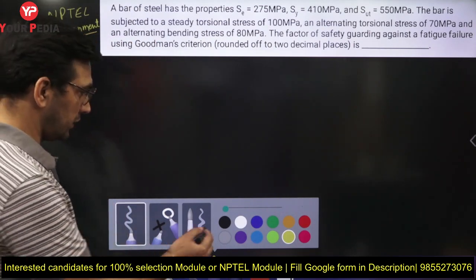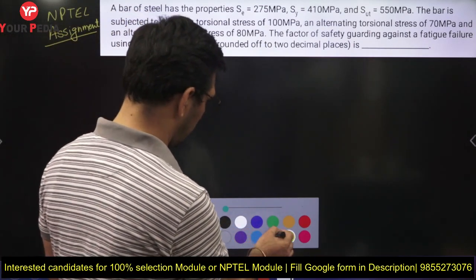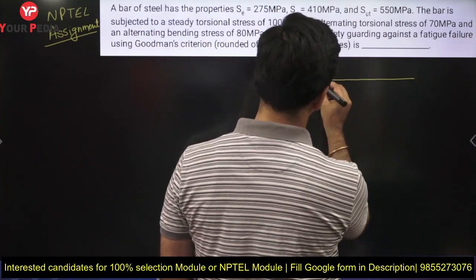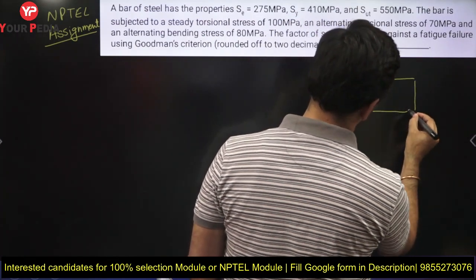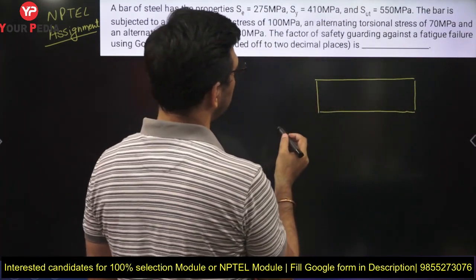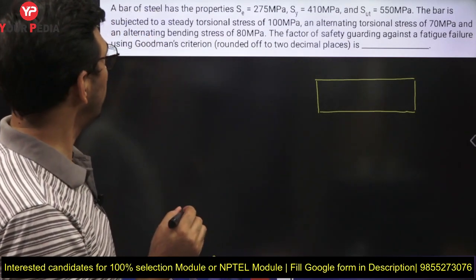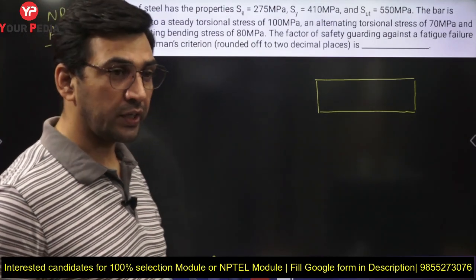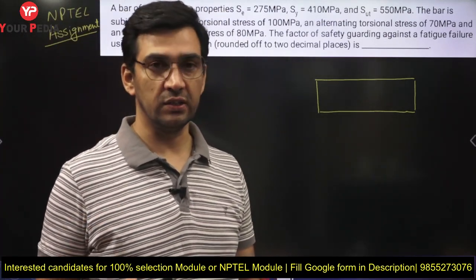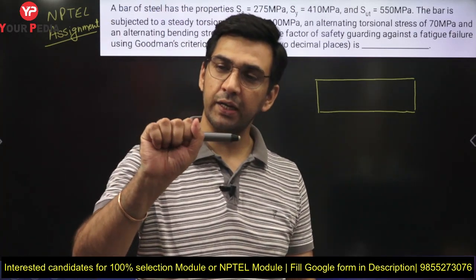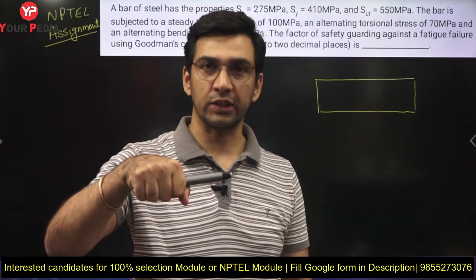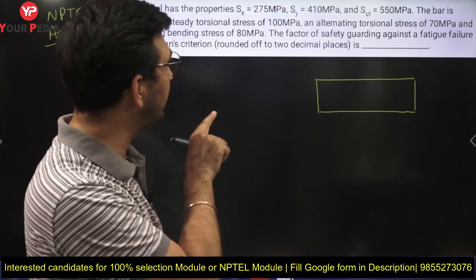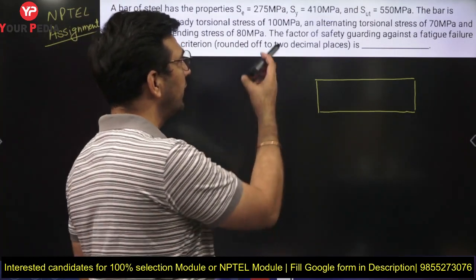Now let me draw that bar first. The loading condition given here is that it is subjected to a steady torsional load or stress of 100 megapascal. Steady torsional means static, it is not changing. For example, I am applying a constant torque in one direction only, and that steady torque gives a shear stress of 100 megapascal.